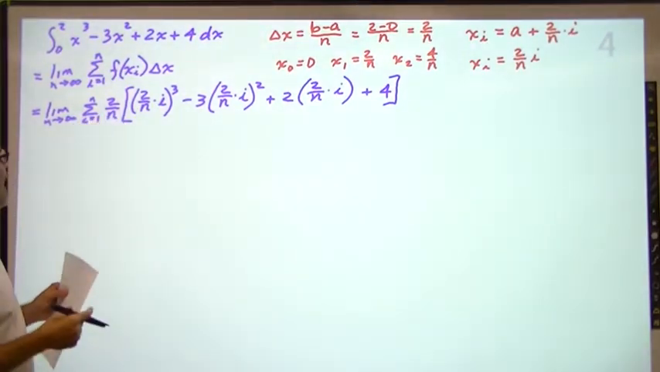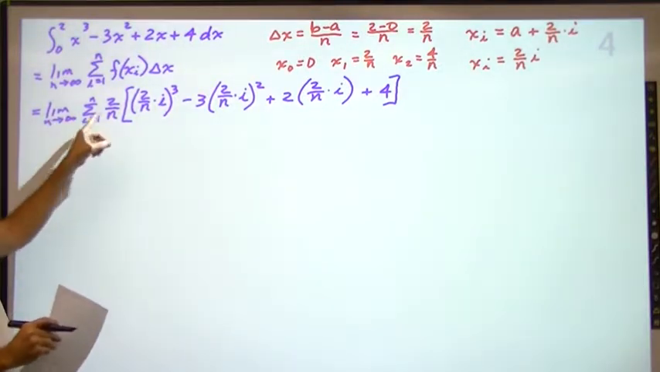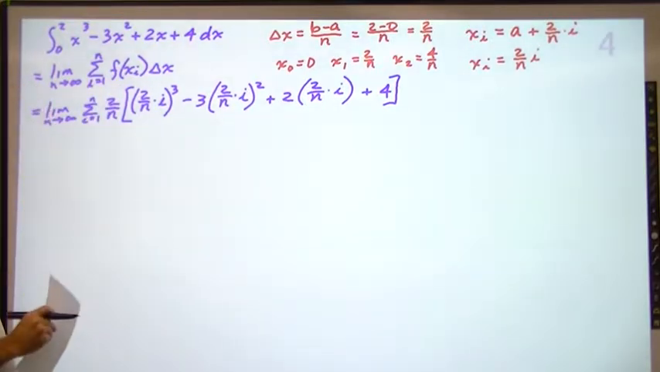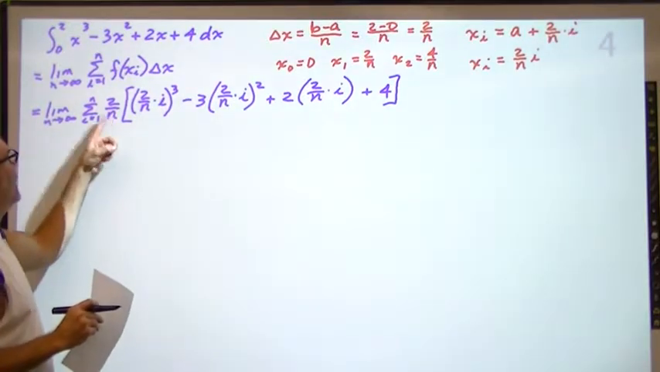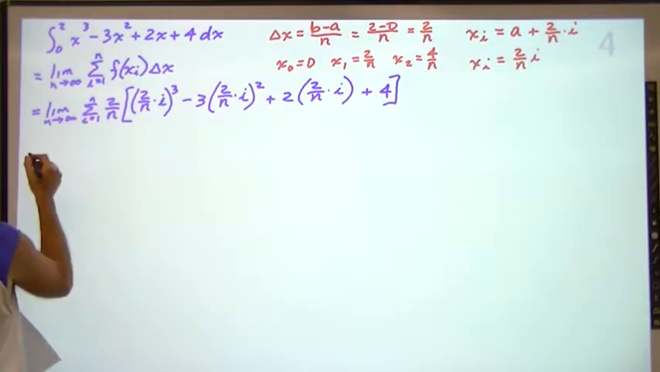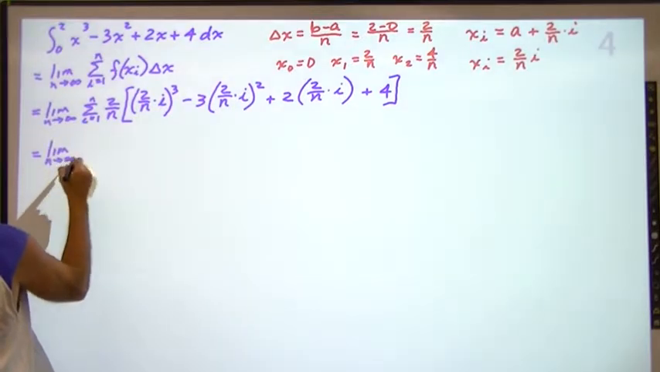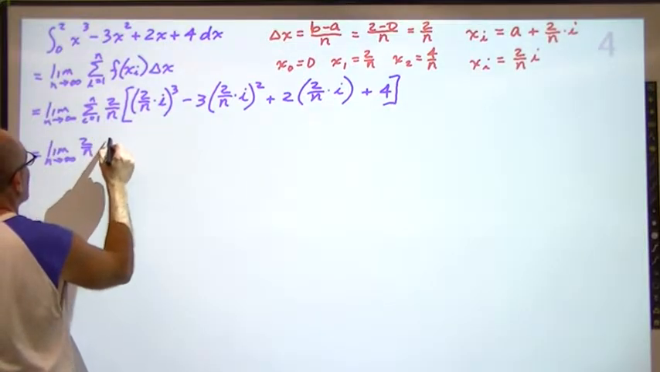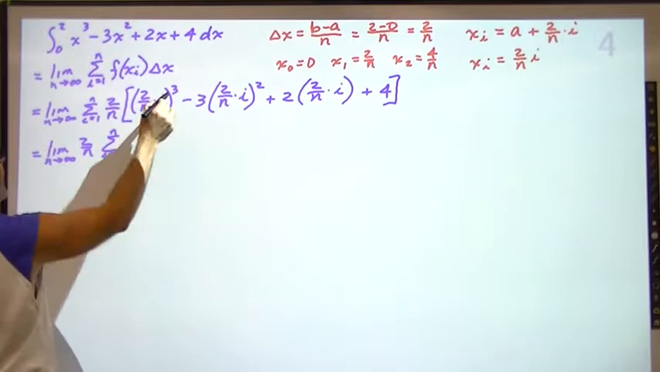Now, another thing that we can do here: our goal is to get all the n's to the left of the summation. So, since there's no i in 2 over n, then I can move that to the left here. So I can make this the limit as n approaches infinity of 2 over n times the summation from i equals 1 to n of, now let's just go through all this stuff.